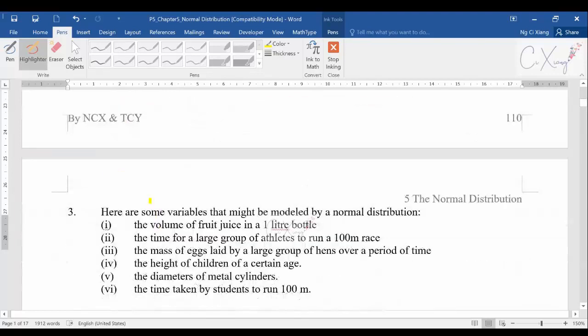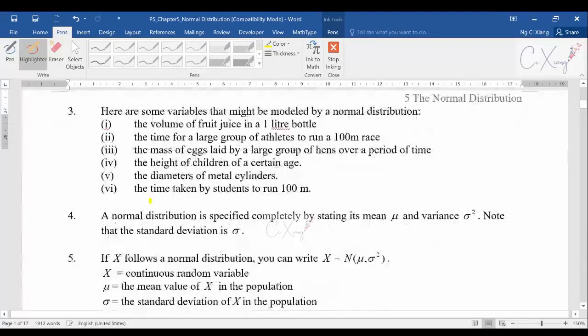Okay, so now let's have a look at some examples that might be modeled by normal distribution. So you see the volume of fruit juice, the time taken, the mass, the height, diameter, length, and also the time taken. So all of this can usually be modeled as a normal distribution.